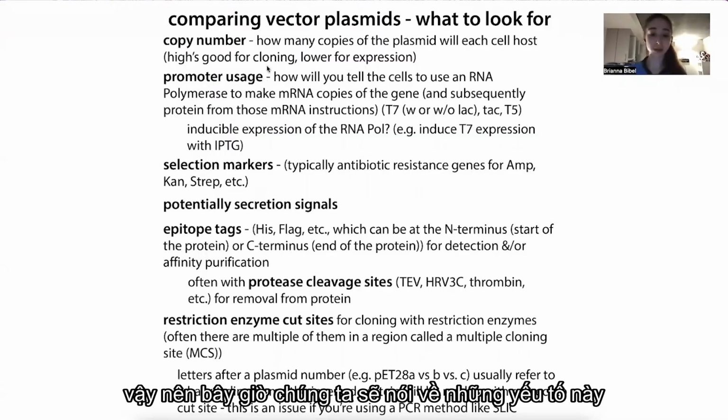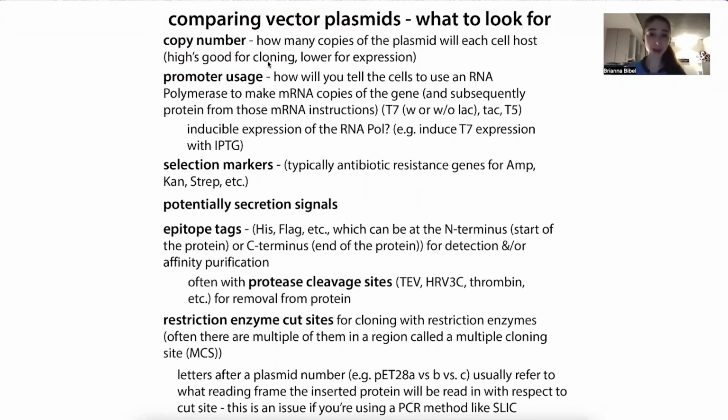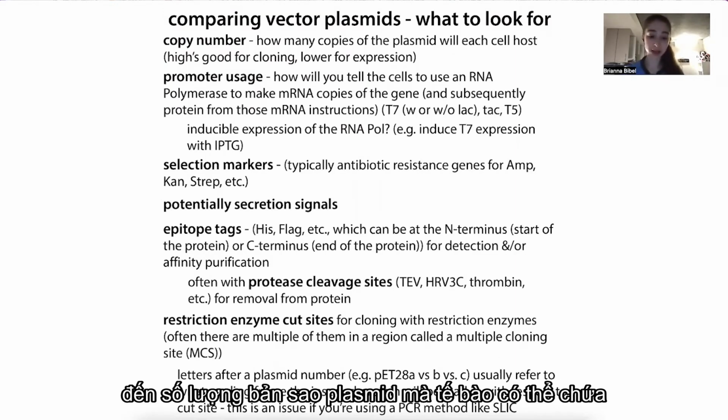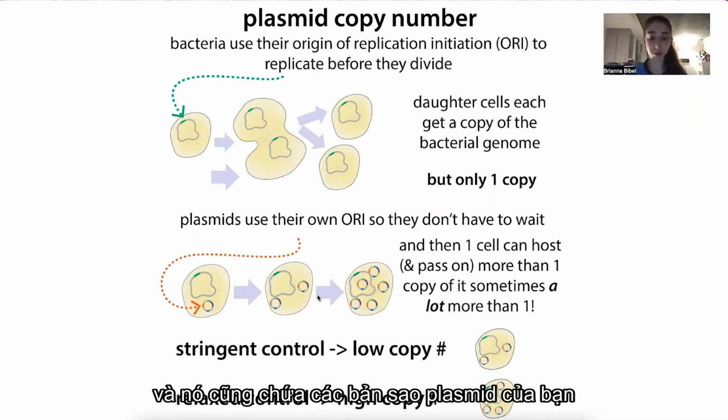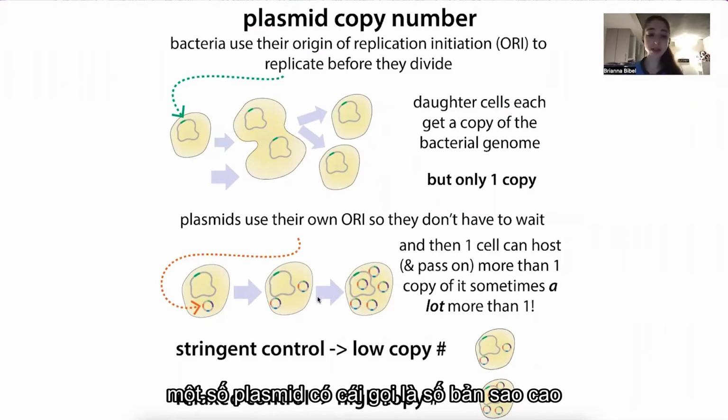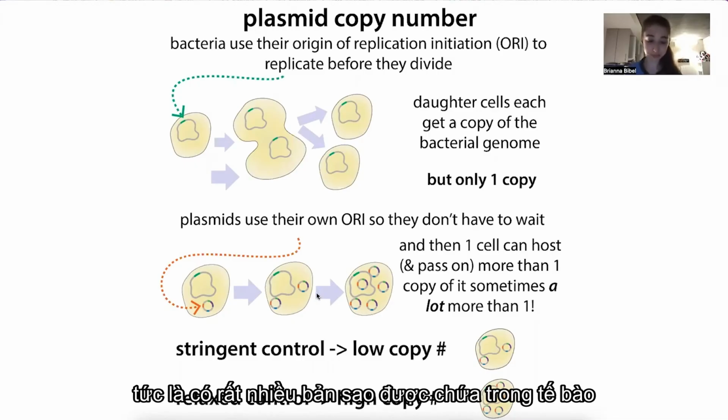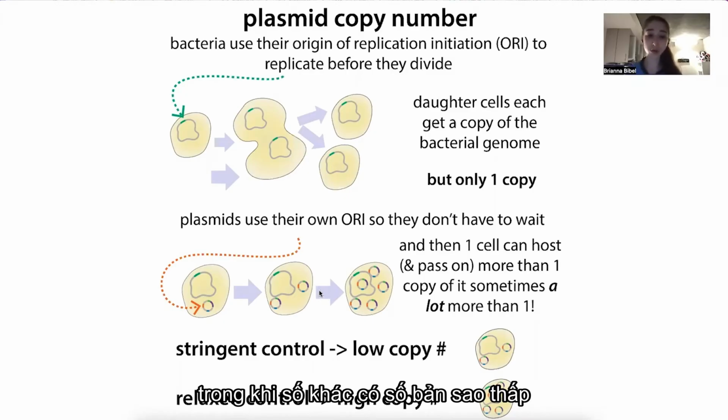So we're going to talk about these things now. The copy number refers to how many copies of the plasmid the cell can host. Remember that the cell has its own genomic DNA, and then it's also holding copies of your plasmid. Some plasmids have what we call a high copy number, which means there are lots of copies of them hosted in the cell, whereas others have a low copy number, which means there aren't very many.